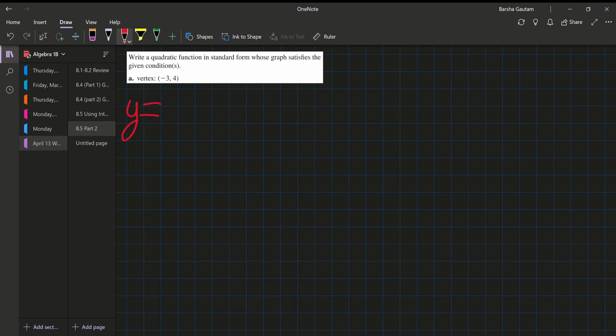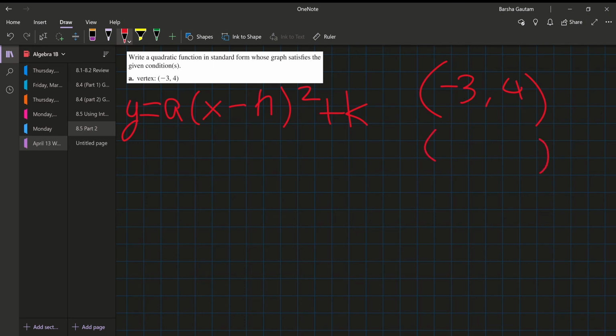Vertex form is written like this: a(x - h)^2 + k. And the point that we have is (-3, 4). So, which of these variables would correspond right here? Could it be a, x, h, or k? Well, when we write vertex form, it's (h, k). So that means -3 is h and 4 is k.